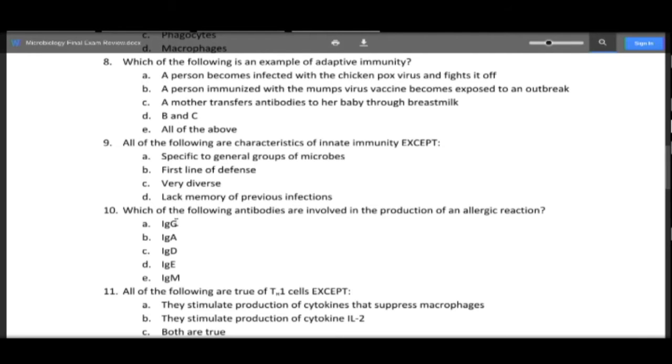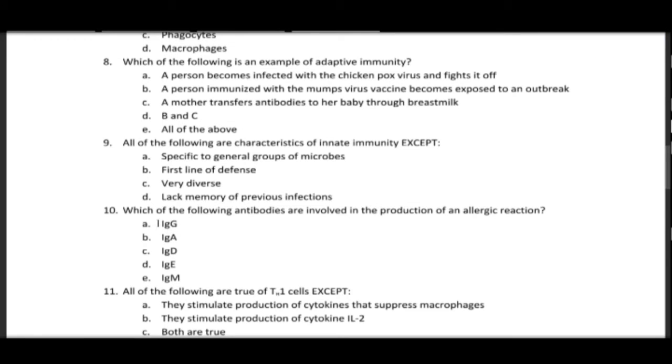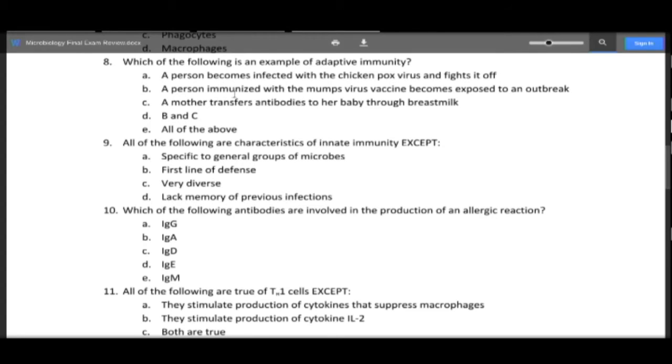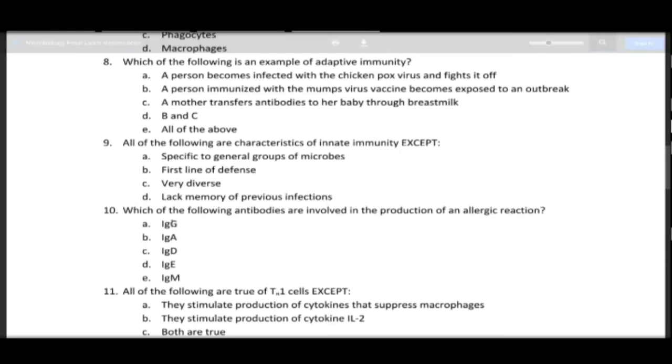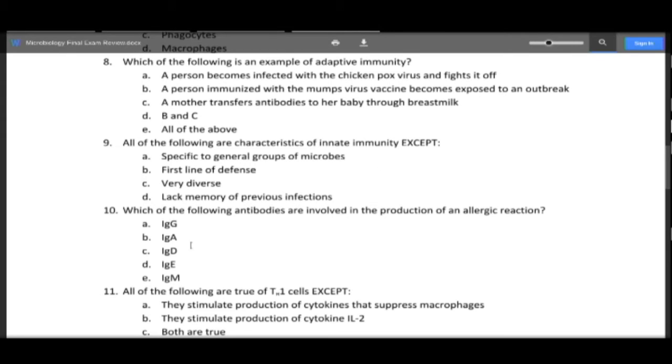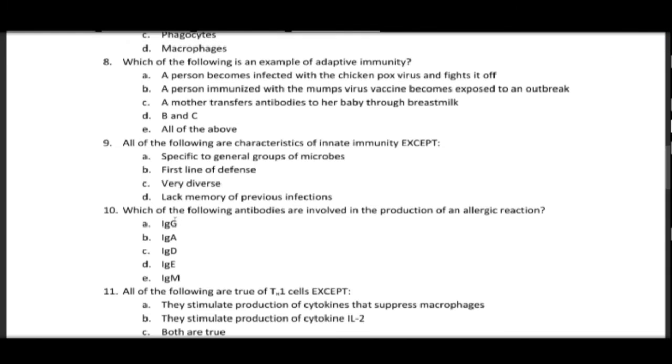IgG is the one that's usually most abundant in your system, especially during that secondary response to a pathogen. Like in question 8, when it says a person was immunized and then exposed again, IgG would be in the highest concentration in that instance, because it's that second time around that it's seeing that same thing. So that's what usually IgG is for, as well as some other things.